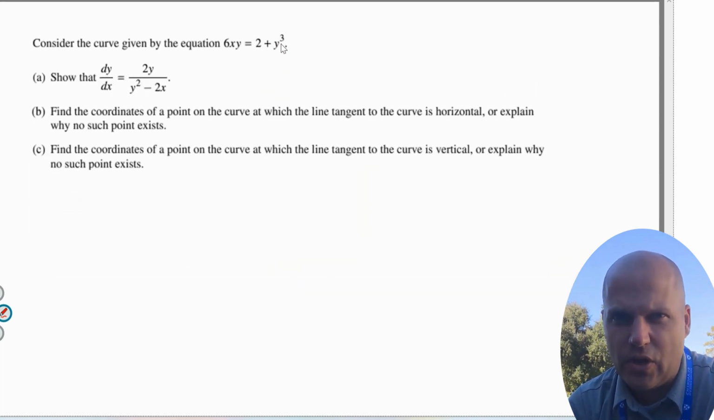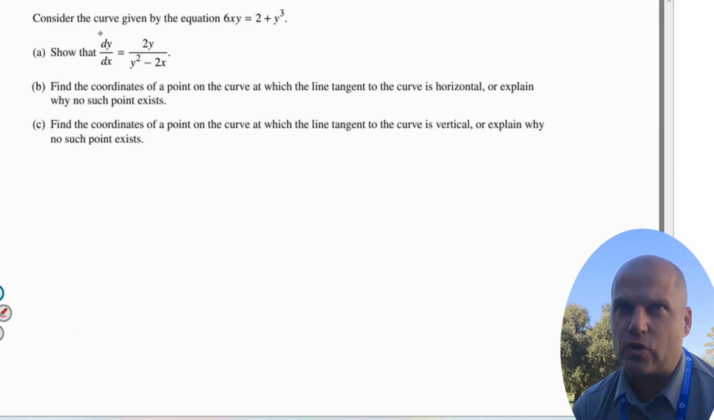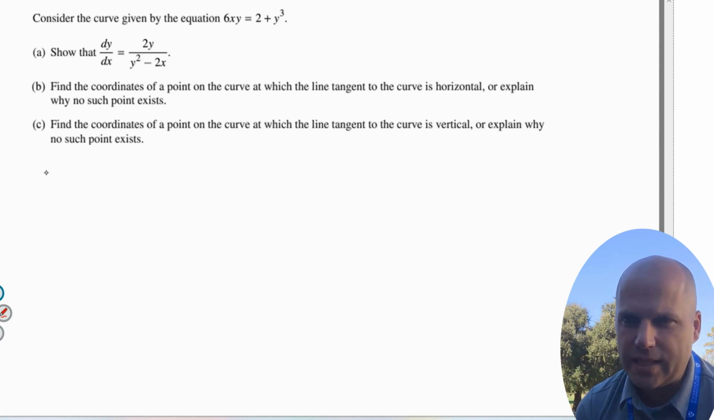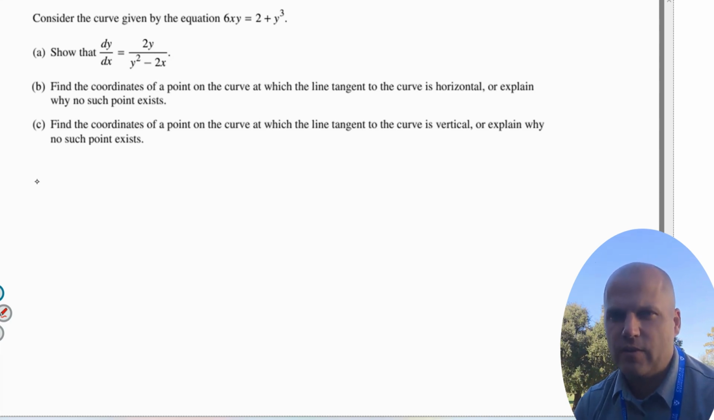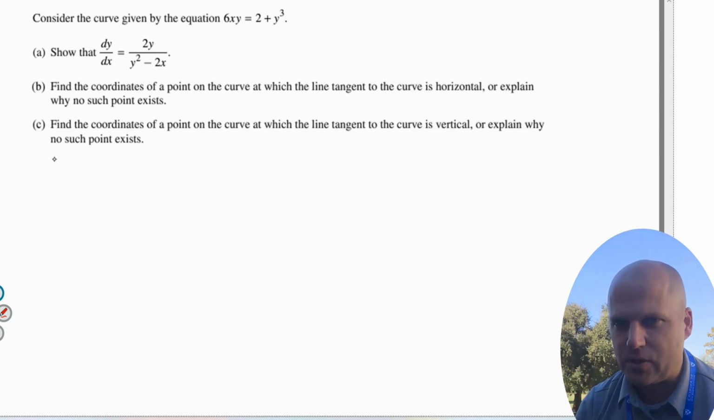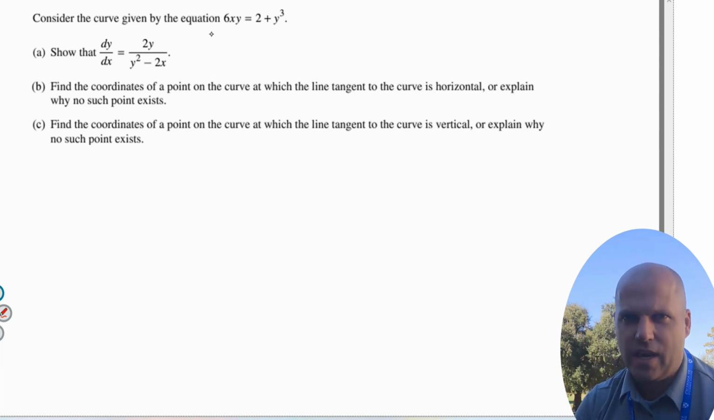All right, here's another question from a previous AP test. And we have our first part: show that the derivative is that, which is great. They want you, even if you don't take the derivative correctly, to be able to get part B and part C. So they're telling you what you should be getting. You just have to get it.